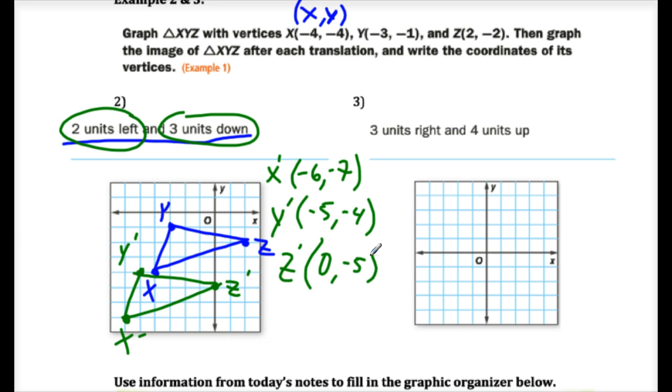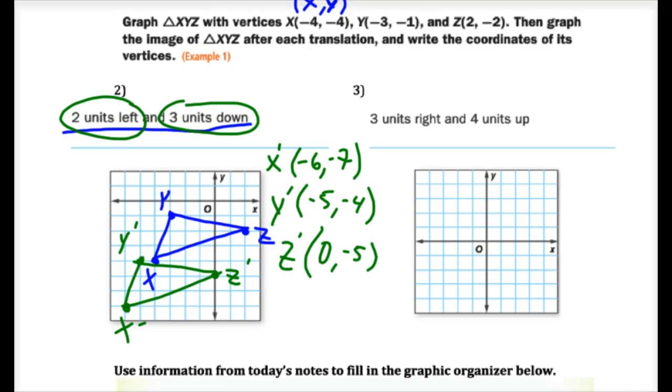Notice 2 minus 2 is 0. -2 minus 3 is -5. All right. Graph your original one again, the blue one. Do the same thing over there. And then let's go 3 right and 4 up. You can do this, people. So we're going back to the original. X is -4, -4. Label it. -3, -1. There's y. And then z is at 2, -2.